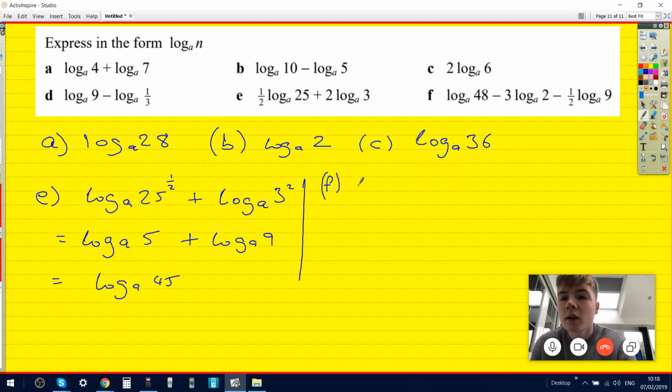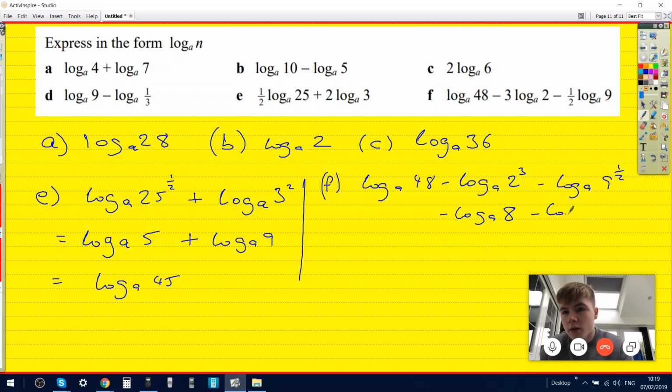Minus 3 log A. Is it log A 48 minus log A 8, sorry, not 16, 8? Minus log A 3. How do you do that? That is log A 48, and then the 8 divided by the 3. I'm not sure when there's 3 involved.